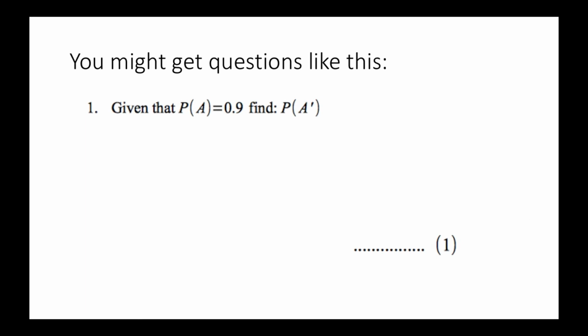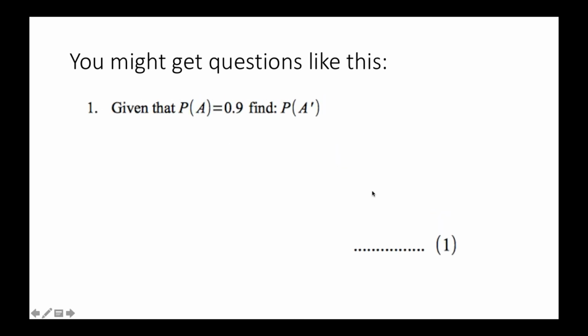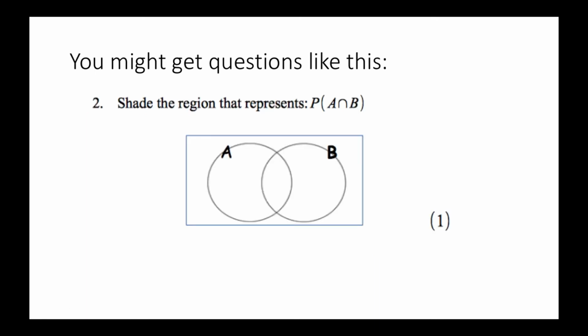So you might get questions a little bit like this. Given that the probability of A is 0.9, find the probability of it not being A. Well, if the probability of it being A is 0.9, then obviously the probability of it not being A must be 0.1. Remember that all probabilities add up to 1. If you haven't watched the previous videos on probabilities, you must go through them.